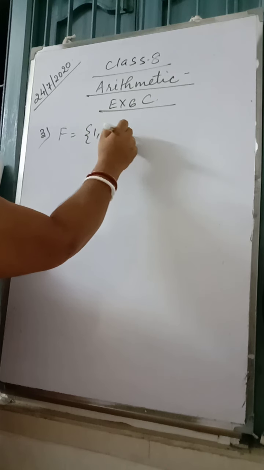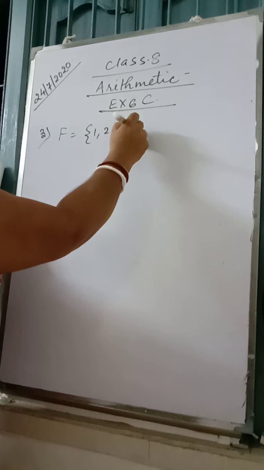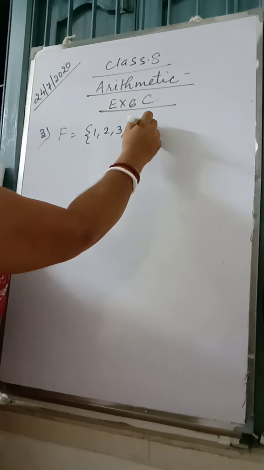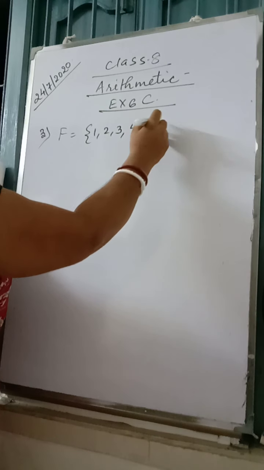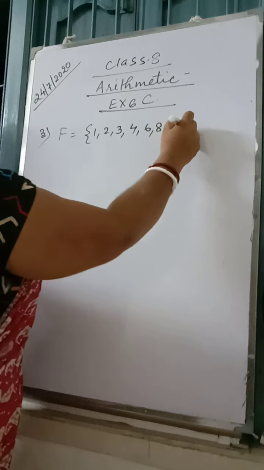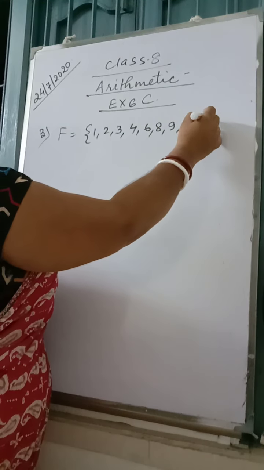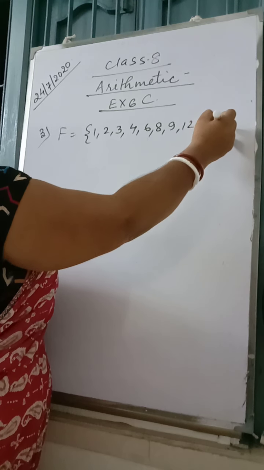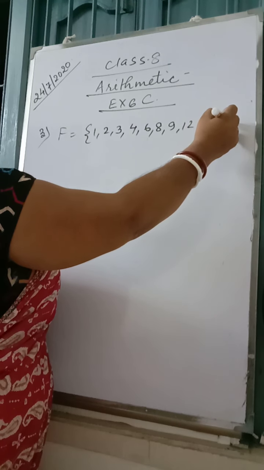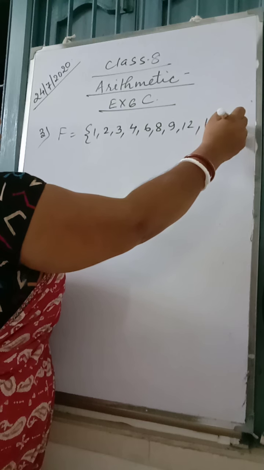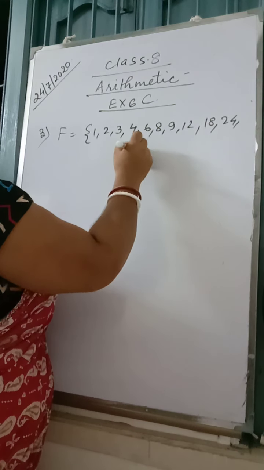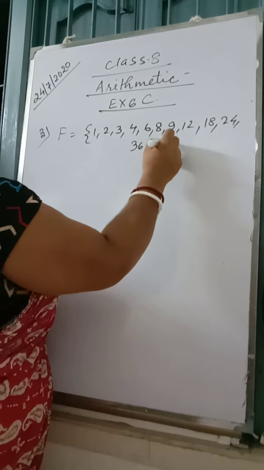1, 2, 3, 4, 6, 7 is not, 8, 9, 12, 18, then 3 sixes are 18, 24, 36 and 72.